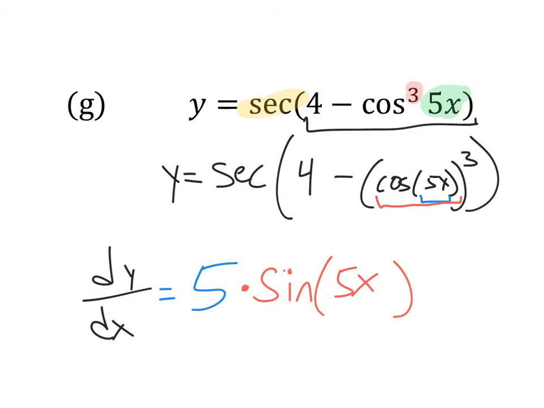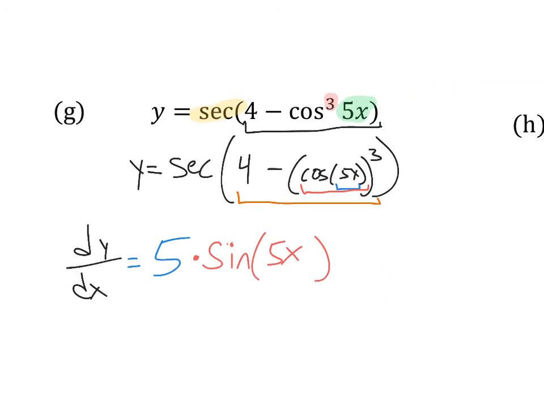Now, let's deal with this cubed thing going on here. So we're going to take the derivative of this whole thing, which let's pull out our thumb. Don't get distracted by the stuff that we've already dealt with. We've already dealt with that stuff inside. So we have 4 minus thumb to the third. How do I take the derivative of 4 minus thumb to the third? Well, the derivative of 4 is 0. Then we have minus thumb to the third.